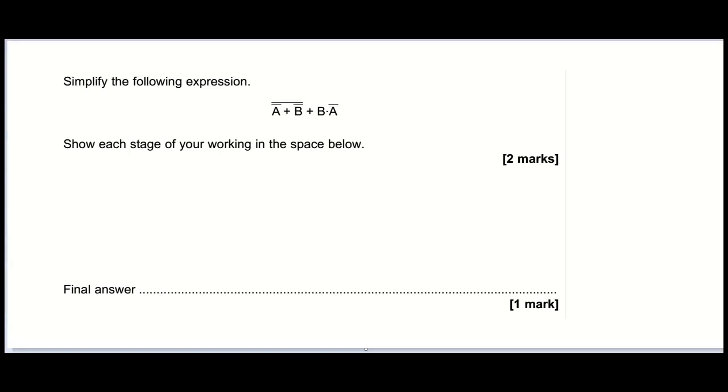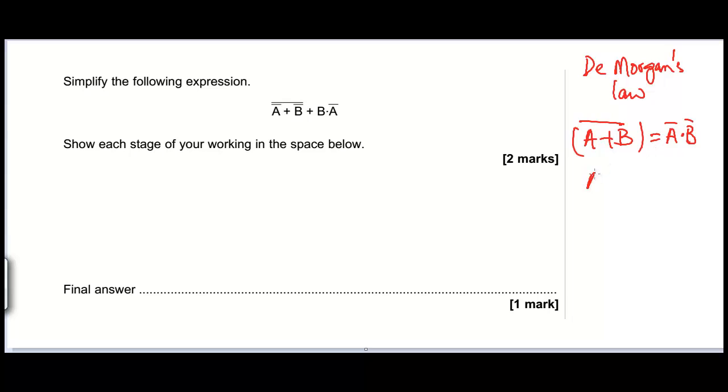Okay, the question says that we have to simplify the following expression, and before we simplify it, let me write down De Morgan's law. De Morgan's law says that (a plus b) whole bar equals a bar dot b bar. Okay, so this is De Morgan's law, and it also says that (a dot b) whole bar equals a bar plus b bar. So these are De Morgan's laws, right?